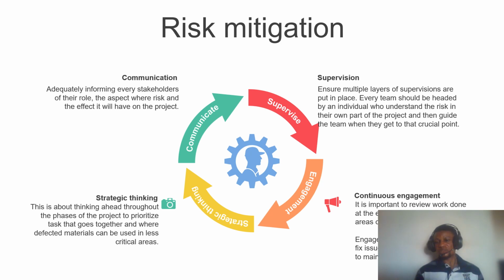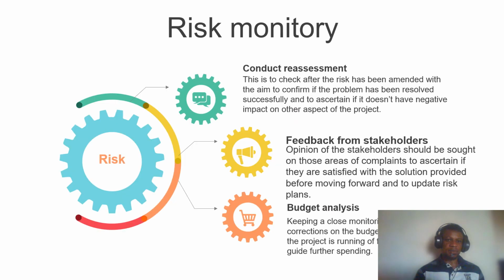And of course, in terms of continuous engagement with stakeholders, it is important to review work done at the end of every day, possibly, so as to quickly detect areas of defect, and of course to be able to discuss with the teams on how to fix it. If it's something that can be fixed immediately, fine. If not, they will devote one member of the team to fix it the next day, while others carry out their other tasks without impacting the project timeline.